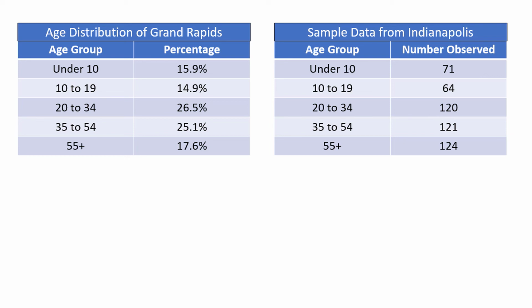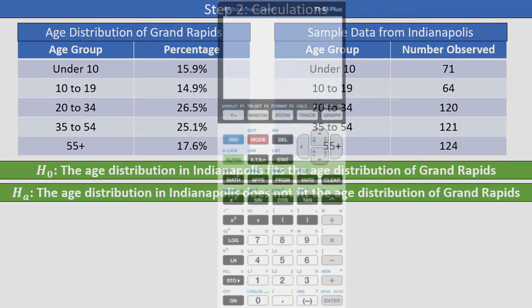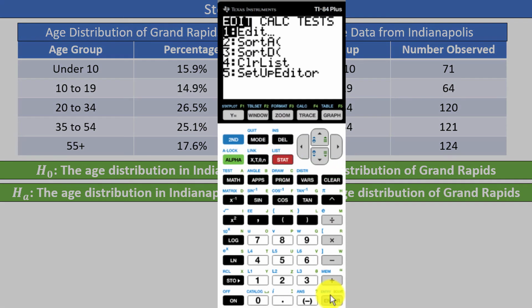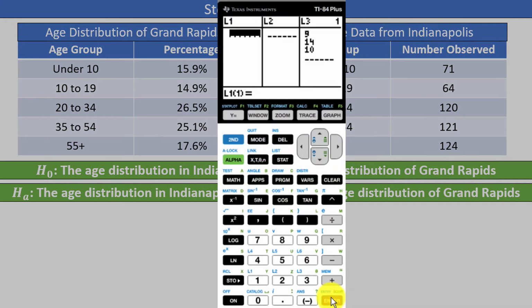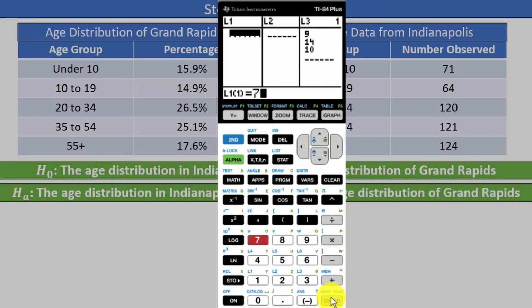The first step is the null and alternative hypotheses, which we have already completed earlier, so I have pasted those hypotheses here. The second step is calculations. This is where I will utilize the TI-84 calculator. Press Stat and then Enter to get to the stat list. Enter in the observed values into list 1. The observed values are the values that you observed from your sample. So in this case, the number of individuals in the 5 age groups from Indianapolis. So we have 71, 64, 120, 121, and 124.